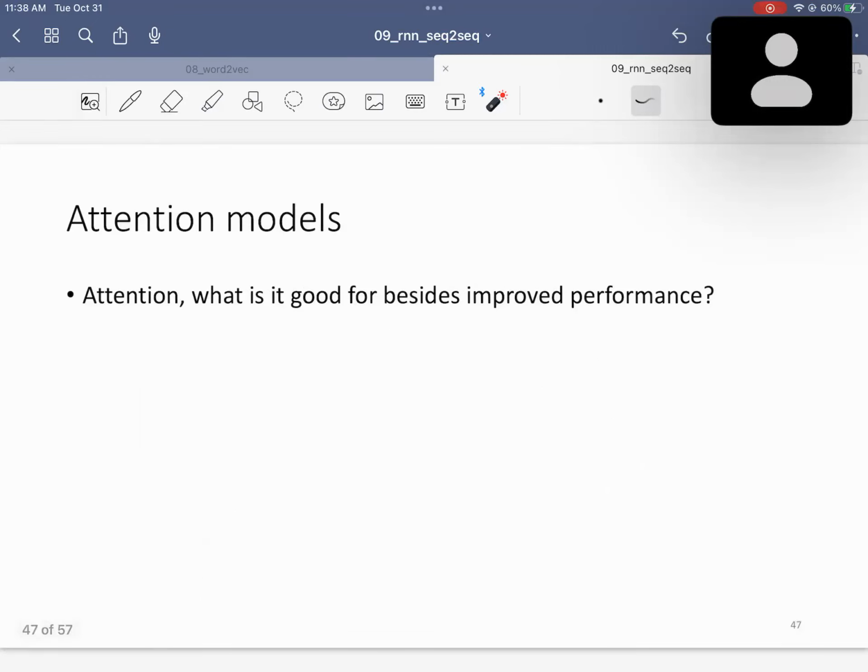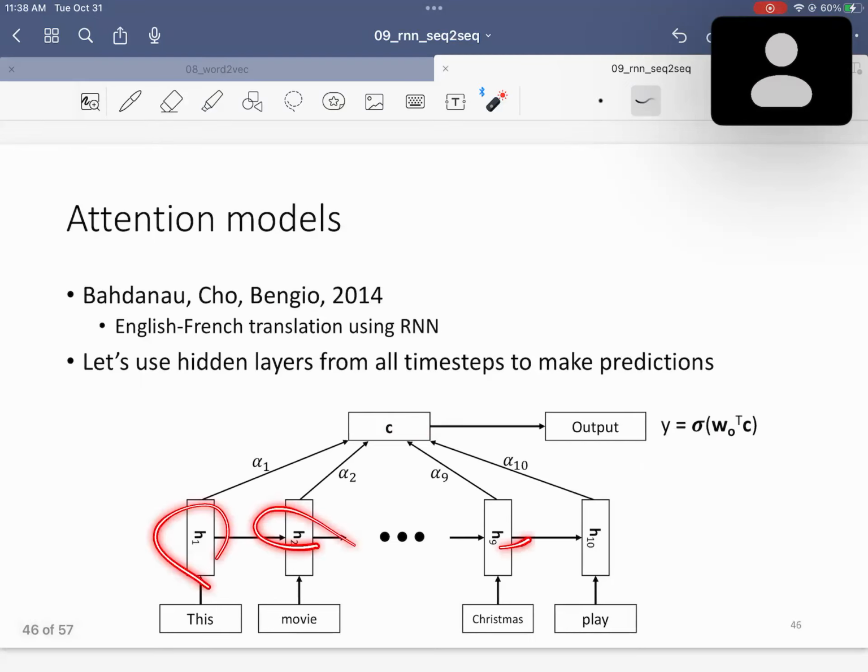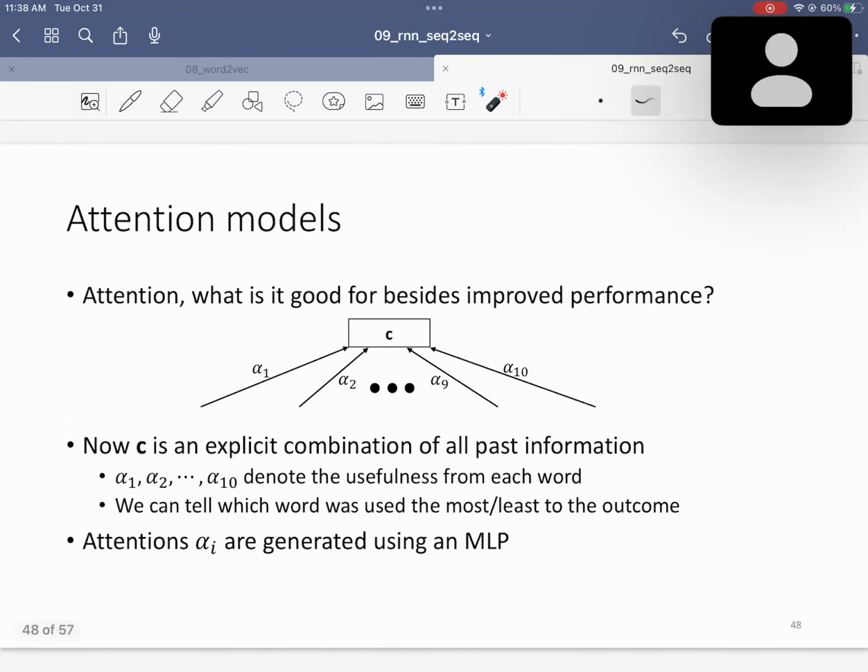Before we get into how it works, what is it good for besides improved performance? Obviously, it'll give you improved performance, right? Because you're using all time steps. But the other thing it's good for is it gives you an interpretation, or an explanation, of how the model works. Because now C is a combination of all past information, and the alphas denote the usefulness of each word.